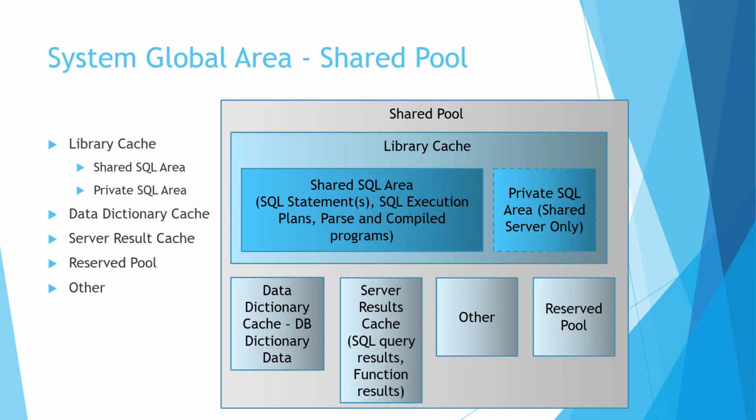So let's take a closer look at the system global area, specifically the shared pool. The shared pool consists of the library cache, which contains the shared SQL area, and the private SQL area. The private SQL area is used only if the installation is in a shared server configuration. In a dedicated server configuration, the private SQL area is a part of the PGA. The other important shared pool components are data dictionary cache, server results cache, and the reserved pool.